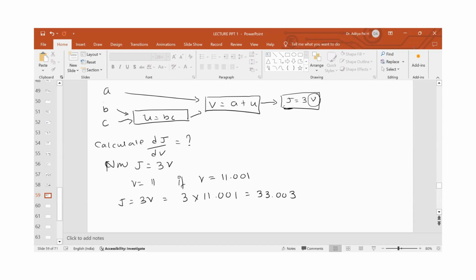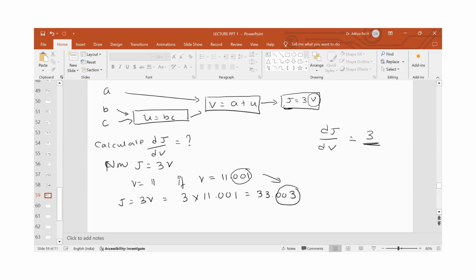Now what is then my dJ by dV? dJ by dV is the slope, that is, how much the value has increased. The change of 0.001 in V gives a change of 0.003 in J, so it is 3 times. So my value of J has changed 3 times with respect to V, because the value has increased by 3 times here.